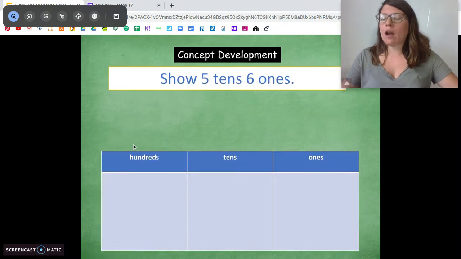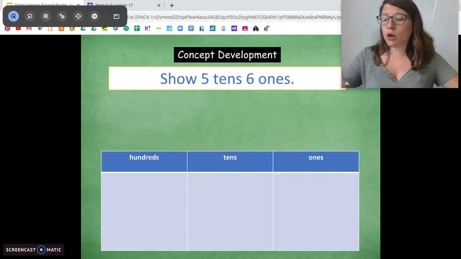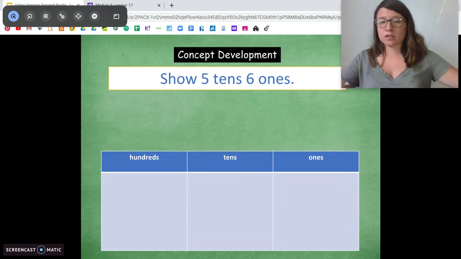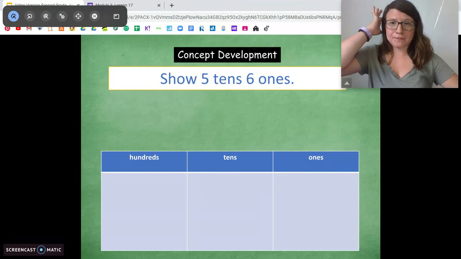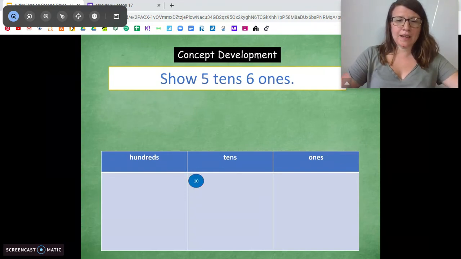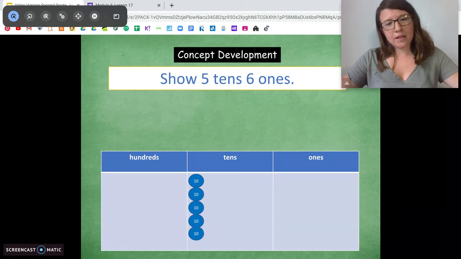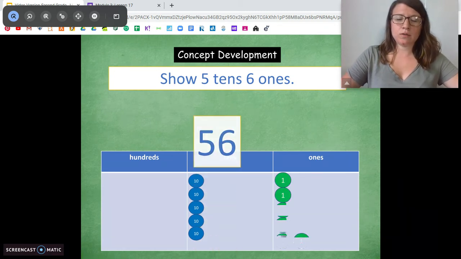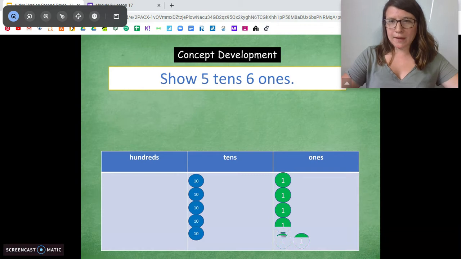Awesome job. All right, on your boards, I want you to show me 5 tens and 6 ones with your place value discs. Pause the video and do that now. 5 tens, 6 ones. Got it? 5 tens and 1, 2, 3, 4, 5, 6 ones. Now what number did that make?